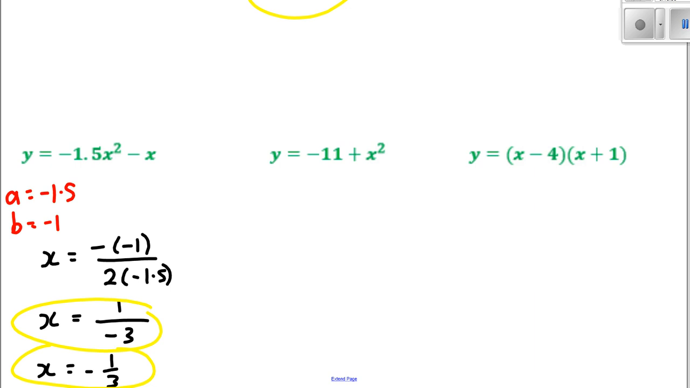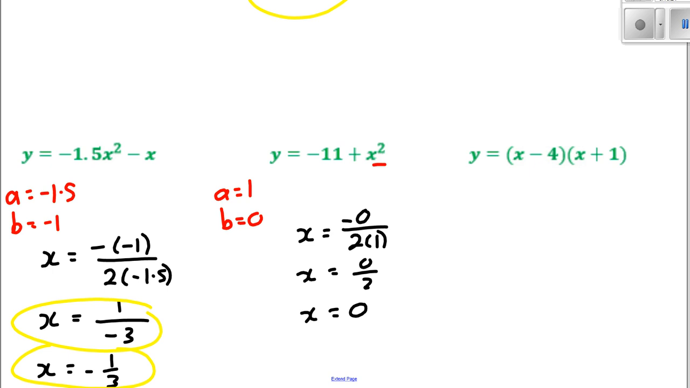Next one along. It really helps to write out what A is, what B is, otherwise you can plug in the wrong number. Because it's 1x squared, so A is 1. B is 0, because there's no x term. Because negative 11 happens to be the C. So x equals negative b over 2a, is of course 0 over 2, which is 0. So you can have an axis of symmetry that cuts through x is 0.